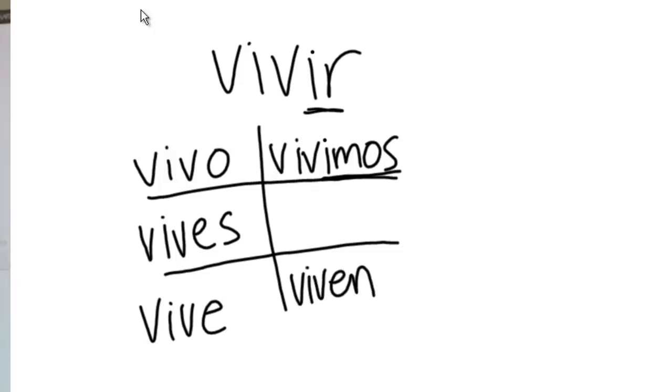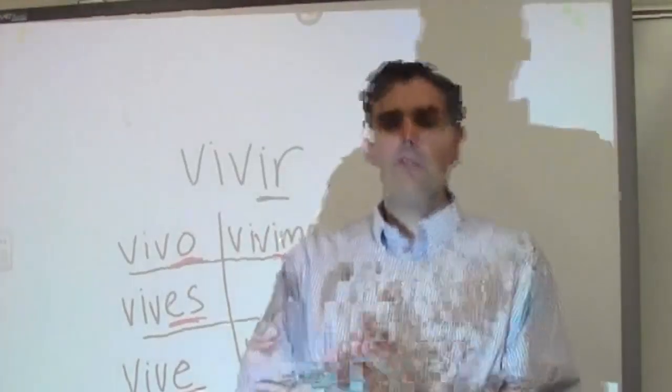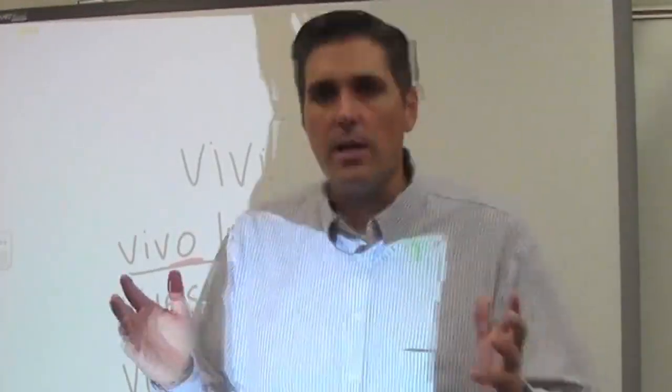So once again, looking at these, you can see why we do ERs and IRs together. It's because they have almost the same endings. Instead of o, es, e, emos, en, in the IR verbs we have o, es, e, imos, en for our endings. Okay, let me do a few of these real quick. Conjugations, put it in context for you.